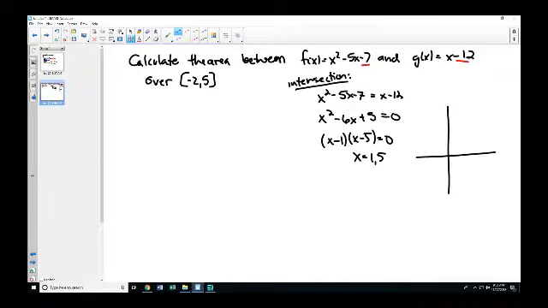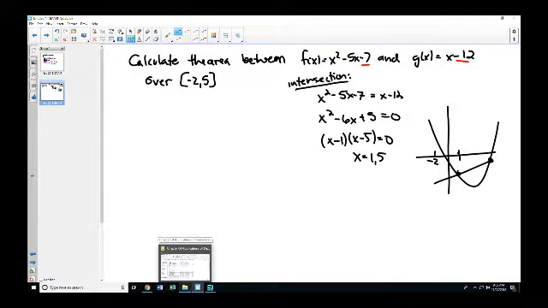And since we know F is on top, here is what we're looking at. So we know that F is on top at the y-axis because of the y-intercept, right? So from -2 to what's that value? 1. What's our function? F of x.